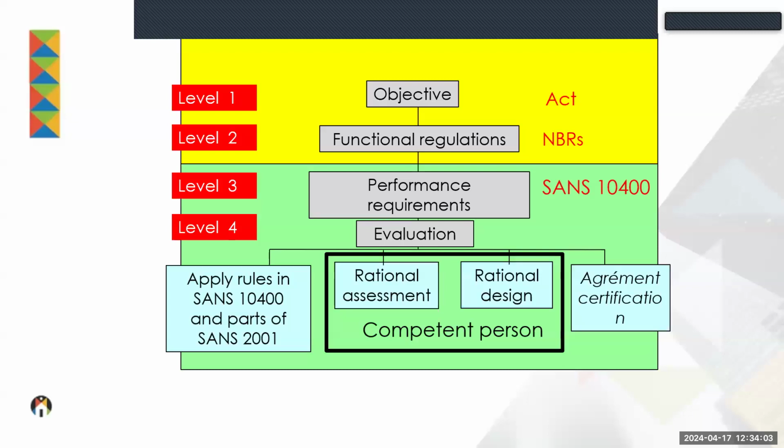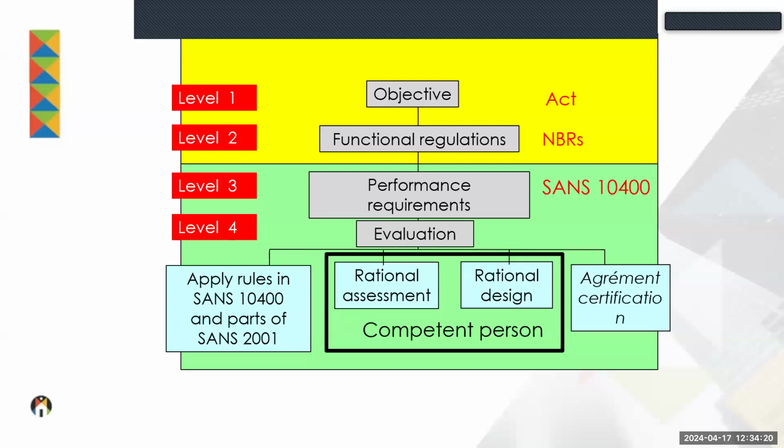And the same with a rational design. If you can prove that you satisfy the performance requirements as stipulated in the standard or other codes of practice, then you are deemed to satisfy the regulation. Okay. So we get the 4 ways of doing it.